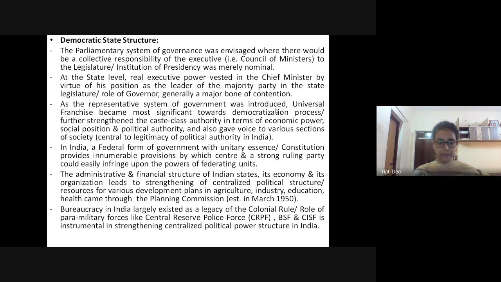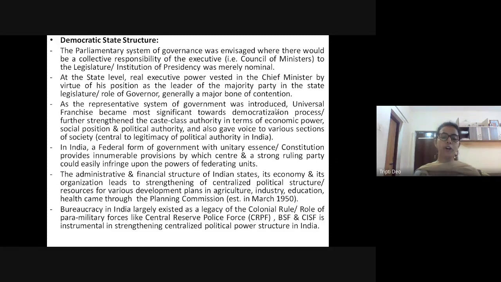As the representative system of government was introduced, universal franchise became more significant towards the democratization process, and further strengthened the caste class authority in terms of economic power, social position. So basically the adult universal franchise was the backbone of India's democracy, where every adult above the age of 18 years has a right to vote. So it strengthened the caste class authority. It strengthened people's economic, social, political authority. It gave voices to various sections.